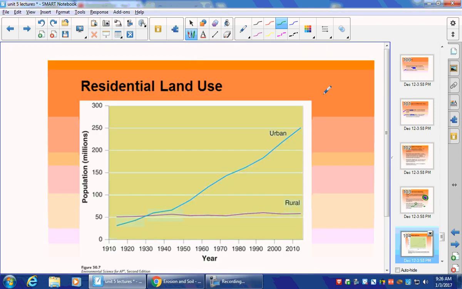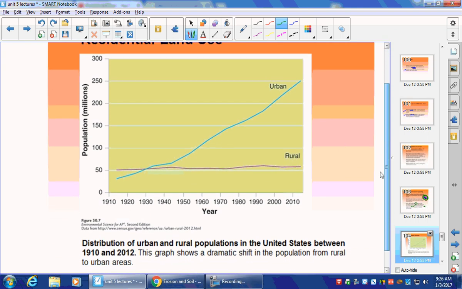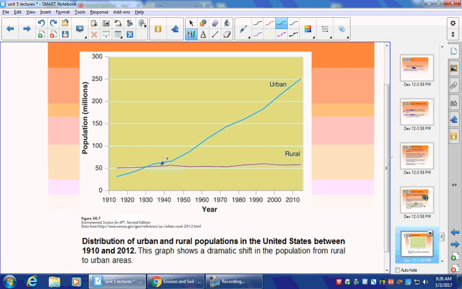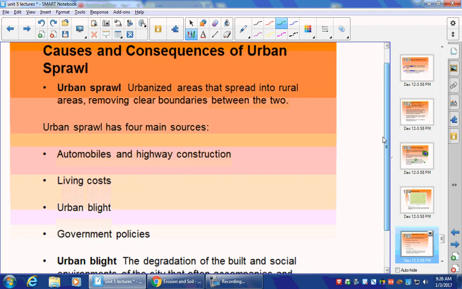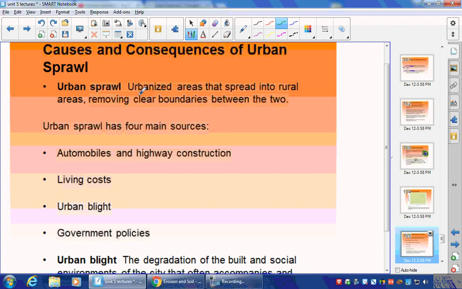All right, cool. Look at residential land use. Urban's gone up, rural stayed pretty consistent. This is because there are jobs here in the city, right? We talked about this in class the other day. We differentiated between urban sprawl and urban blight. Sprawl means to spread out, right? And you're spreading away from the city.